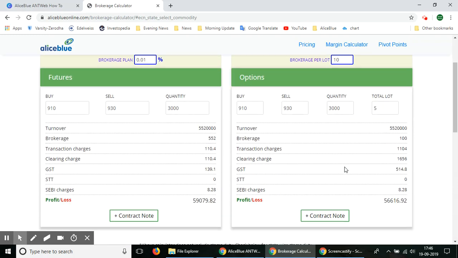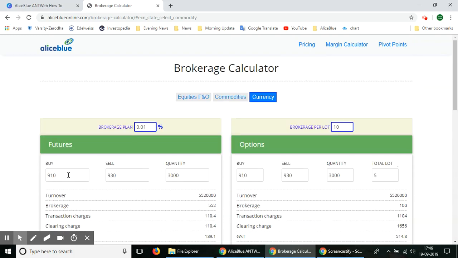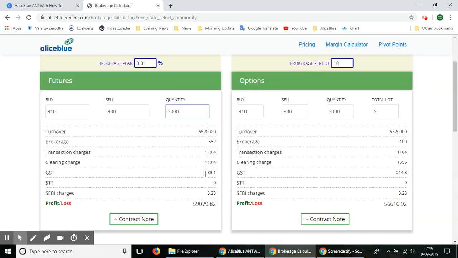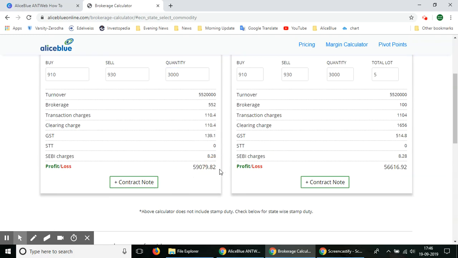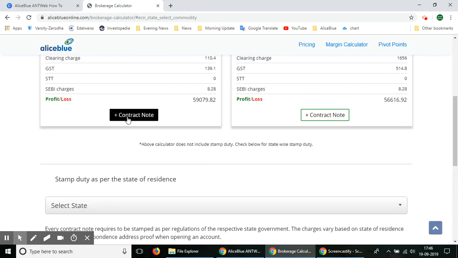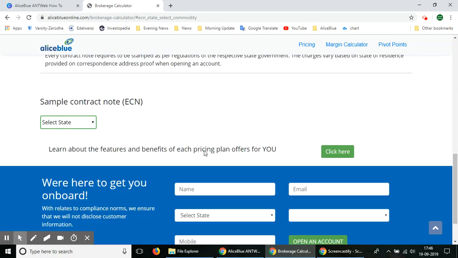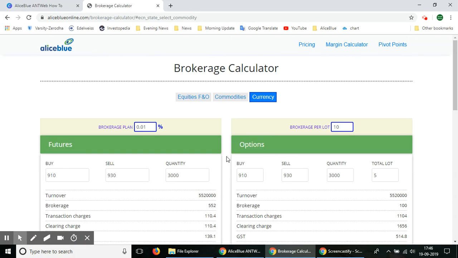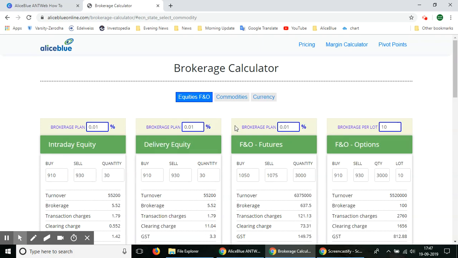So next is currency. Again, it is also similar. You can just type in the buying and the sell prices with the quantity and see how much profit and loss you can make. And you can select the contract note button to see all the extra charges by scrolling down. So that is Alice Blue's brokerage calculator, which is very simple and very easy to use, and you can access it directly from the main website.